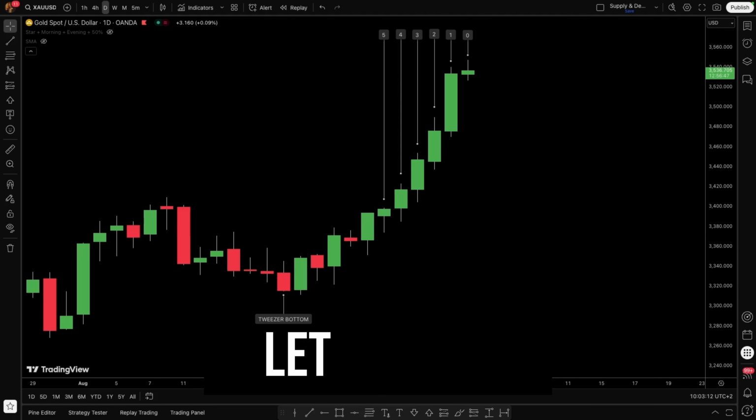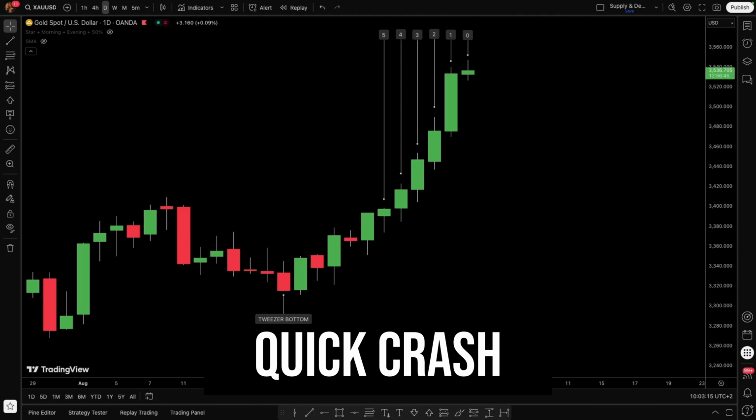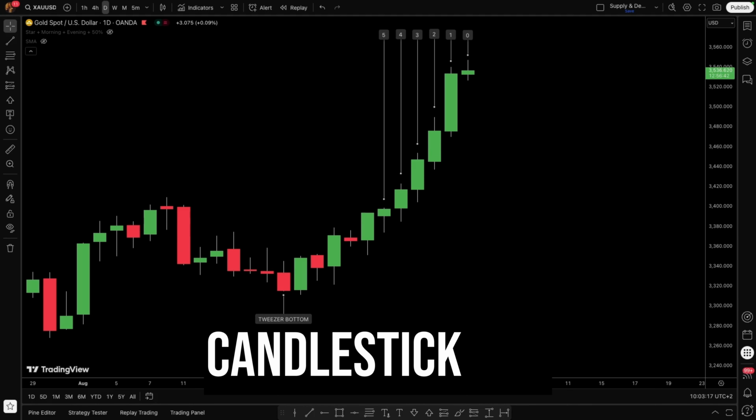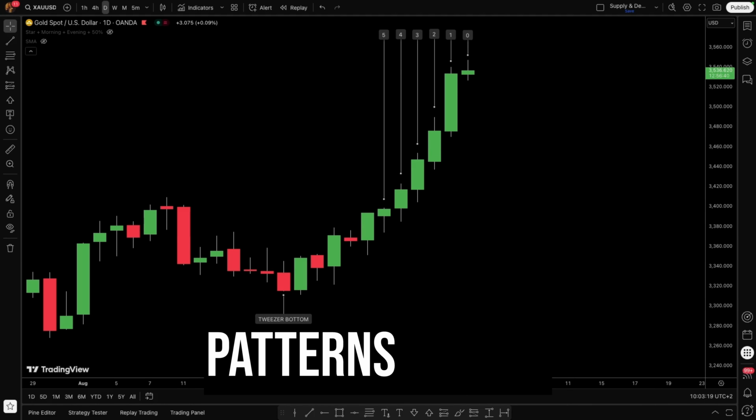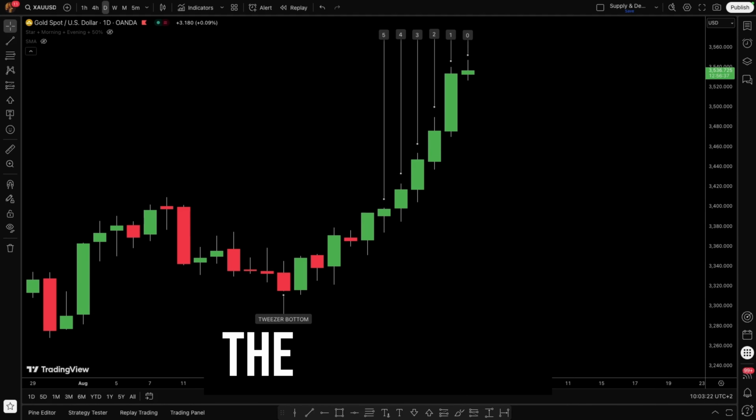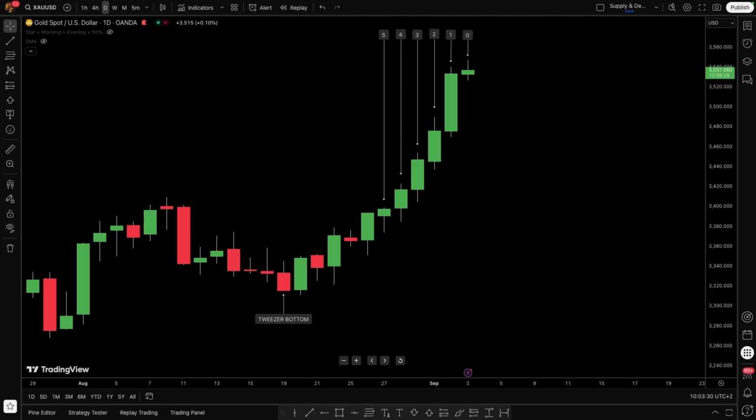missing moves. Therefore, let me give you a very quick crash course about candlesticks and price action patterns before we dive into the nitty-gritties of each price action. Let's take a look here at this chart. We're looking at the daily time frame of gold traded against the US dollar.